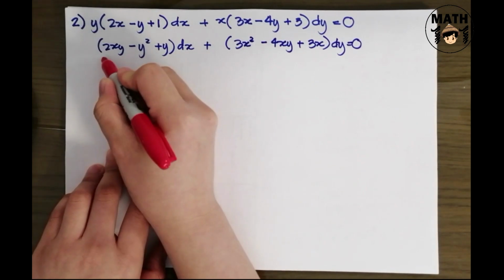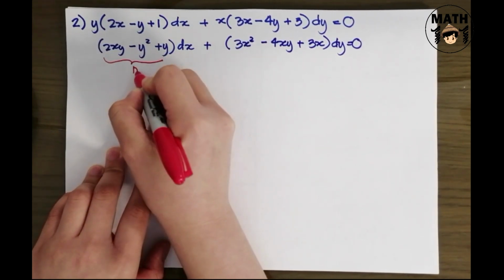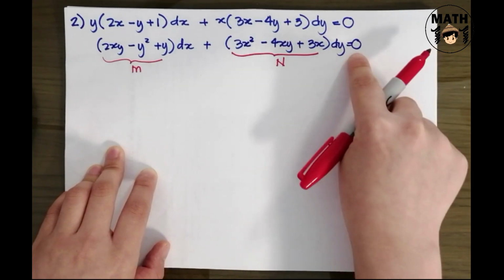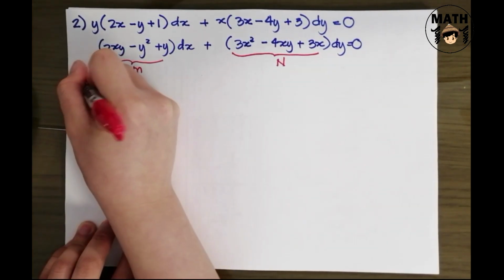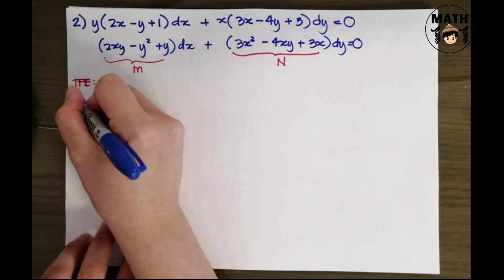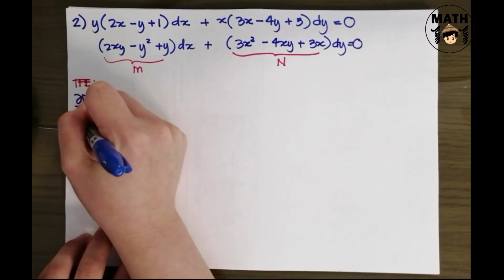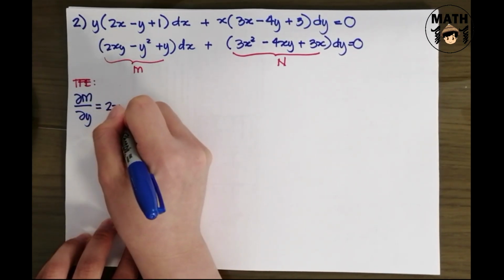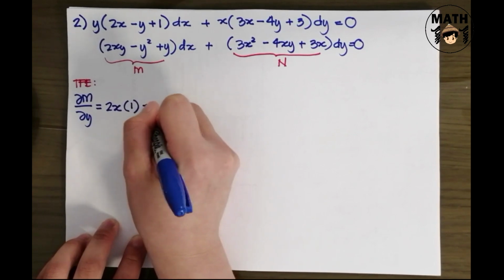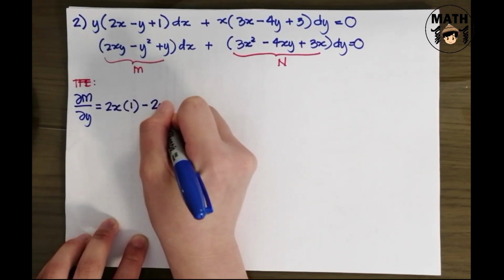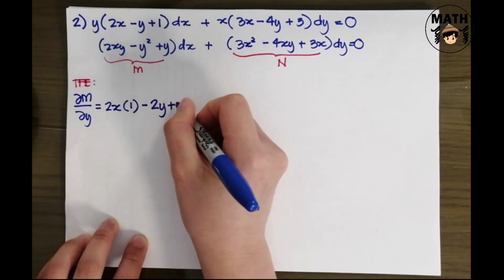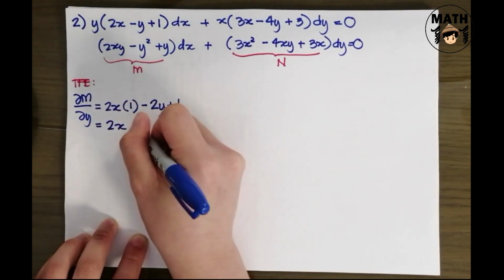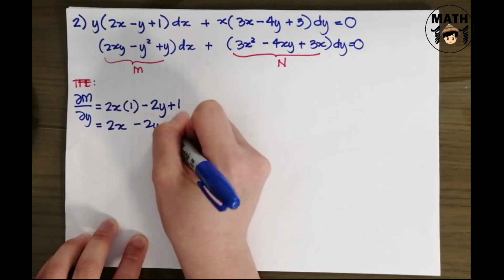This is in the form na Mdx plus Ndy equals 0. Test natin kung siya ba ay exact. Take the partial derivative of M with respect to y. 2x is taken as constant. Derivative of y is 1, minus derivative of y squared, 2y, plus derivative of y, 1. Simplifying, 2x minus 2y plus 1.